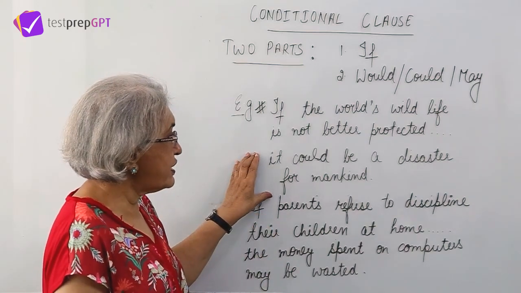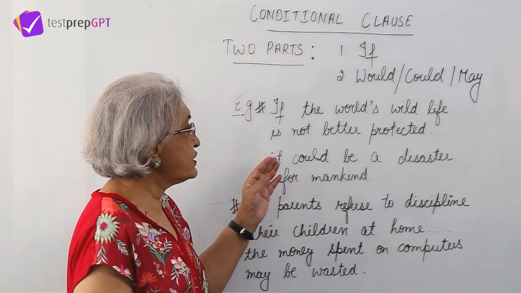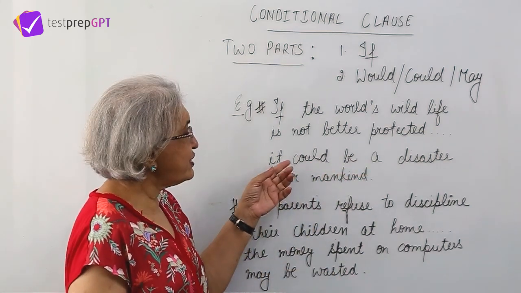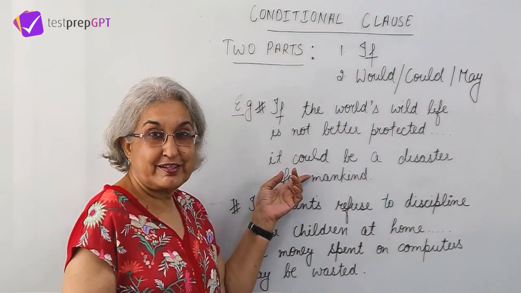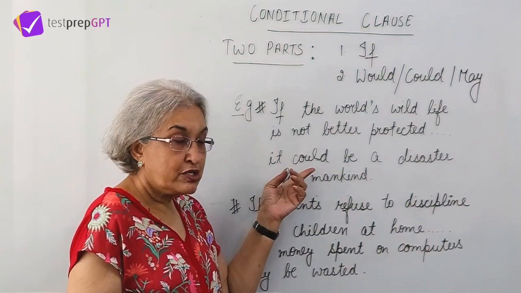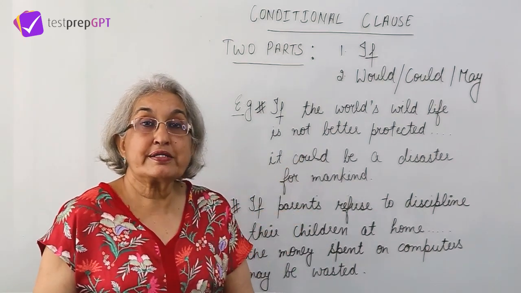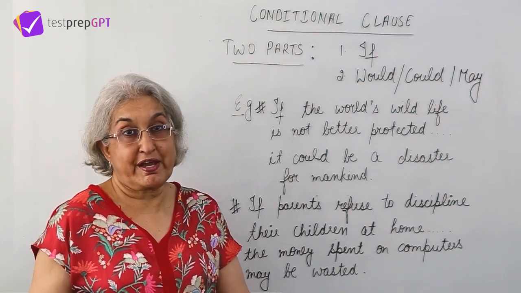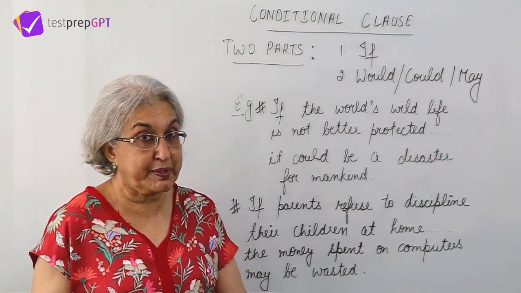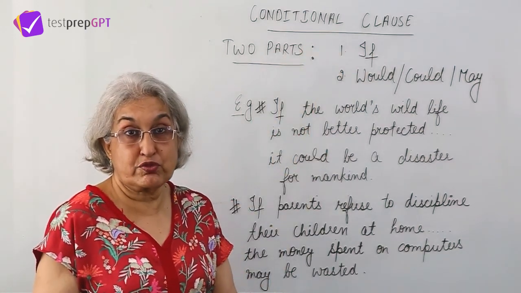The second clause here would be the consequence. So it could be a disaster for mankind. So please note the use of the word could here. It could be. So this is a modal here being used to show what could happen. So when we are describing cause and effect, when we are saying that given these conditions, this can happen, these conditional clauses become very useful.